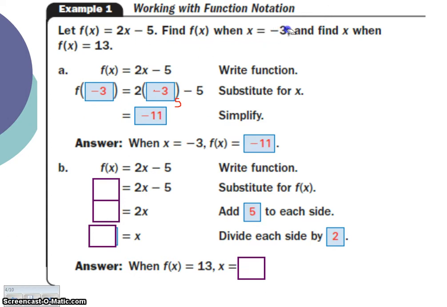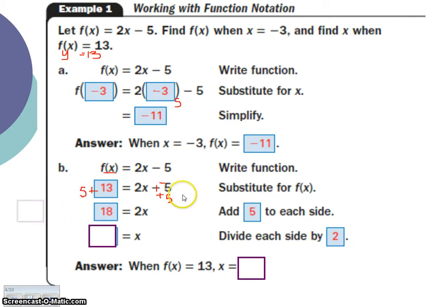find x when the function of x is 13. This is basically like saying when y equals 13. So what's x when y, or the function of x, equals 13? So instead of this f of x right here for part B, we are now going to put in 13. Now you have to solve for x. So this is minus 5, so I add the opposite, and then add the opposite to both sides.